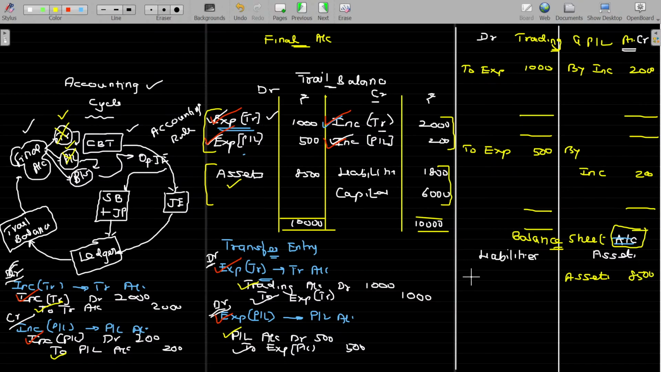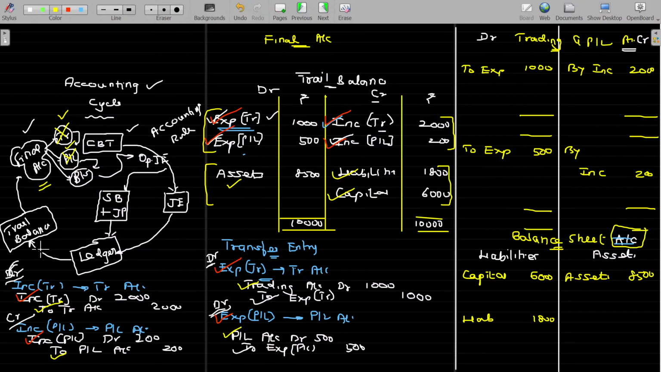Similarly, on the liability side, usually we'll start with capital. The capital here being 6,000 and liabilities 1,800. It's only a statement. We don't pass the journal entry here. Writing down the statement. As already told you, for preparing the final accounts, we have the trial balance as a base. From the trial balance, we prepare the final accounts.